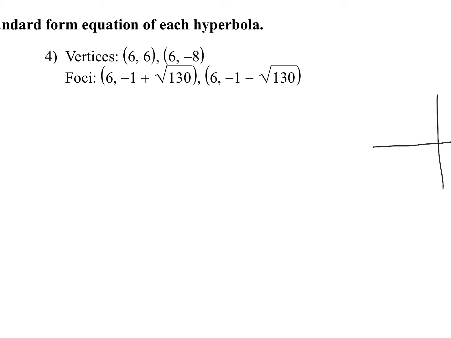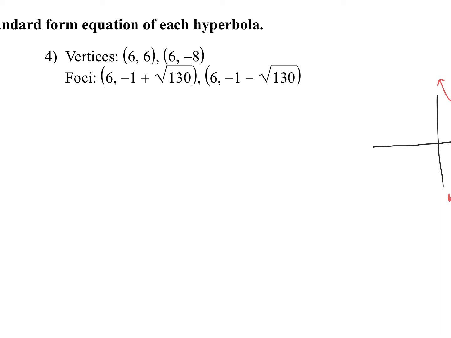That's key. If the vertices are on the top and bottom, that means the hyperbola must open up and down, right? It always goes through the vertices. Now the foci are going to help us find the values for the denominators of this guy, okay? First off, though, we can find the center right now.